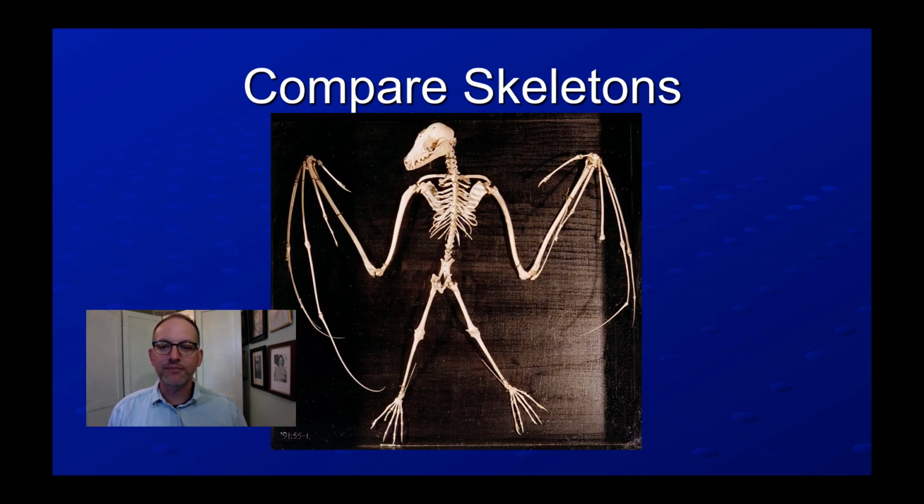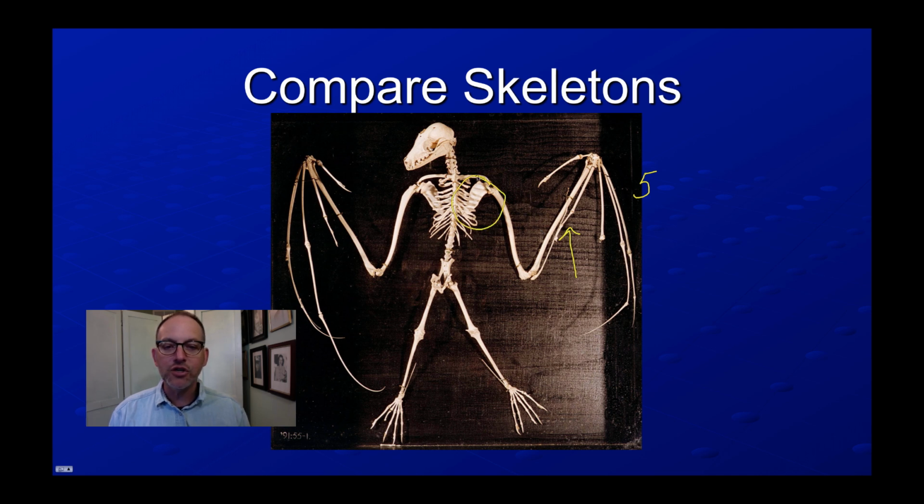Here's another example. Anyone know what this animal is? Yes, this is a bat. And I want you to focus on the wings of this bat. Count how many fingers there are. Well, there's 5. How many do you have? Look at here. This would be the forearm. How many bones are there in your forearm?